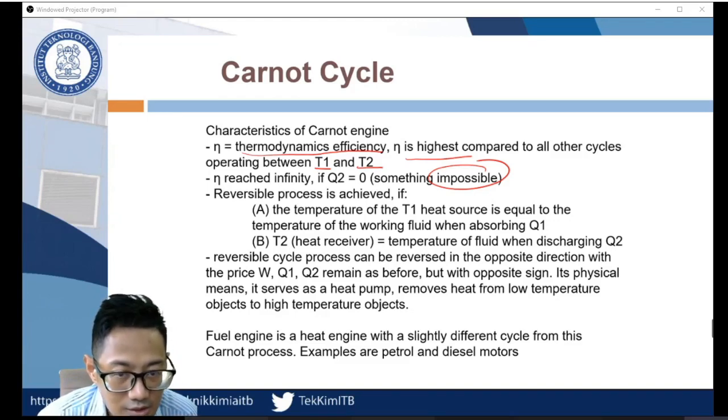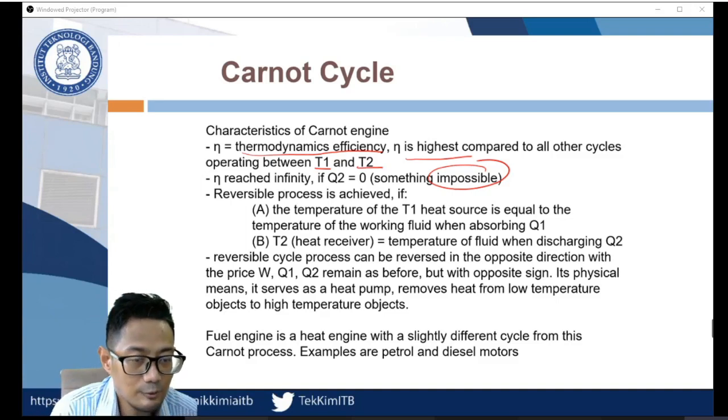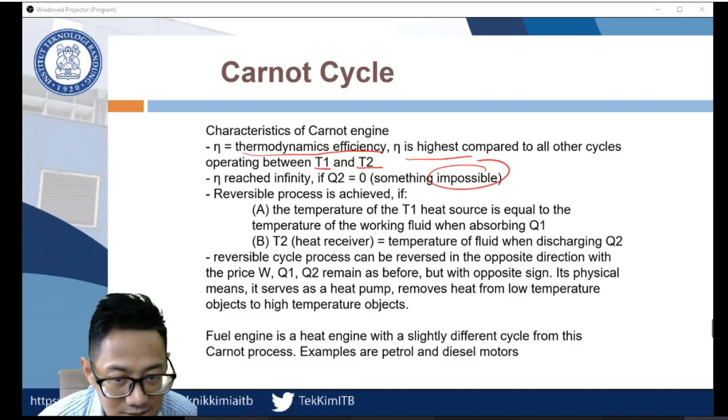Okay, so the reversible process is achieved if the temperature T1 is equal to the temperature of the working fluid. We will discuss the working fluid when we see the diagram. It will be easier for you to understand. Similarly, for B, when the heat receiver has a similar temperature to the fluid when discharging heat, the reversible is the same.